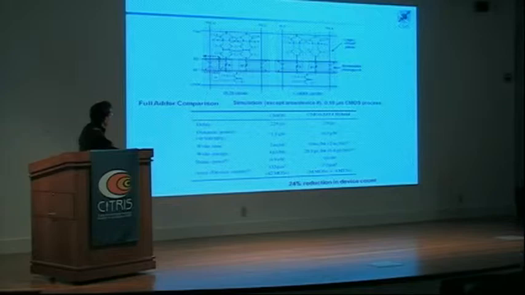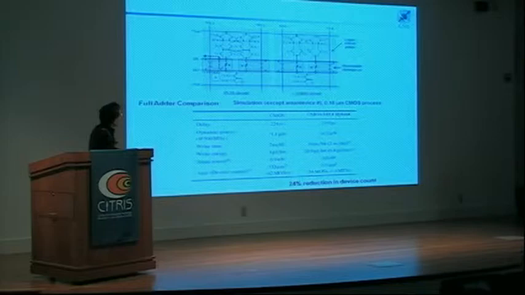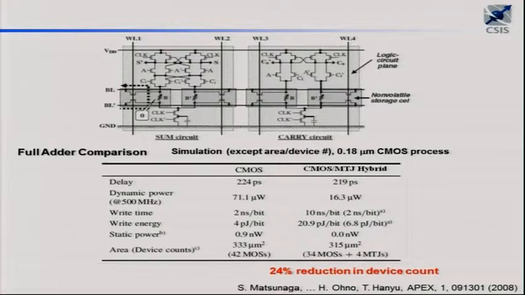We have 1, 2, 3, 4 tunnel junctions, and as you can see, this is a logic block, and we use these tunnel junctions to be a part of logic. And in this particular case, we've been able to reduce transistor count by 24%. In other applications, we can reduce as many as more than 60% of transistors. So it all depends on what sort of applications you want to apply this technology to.